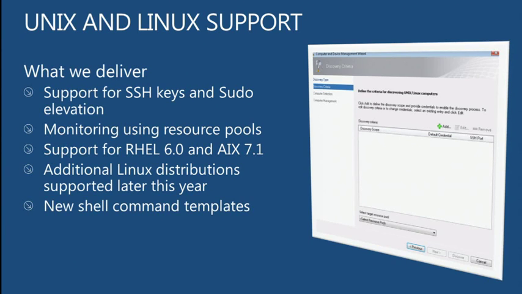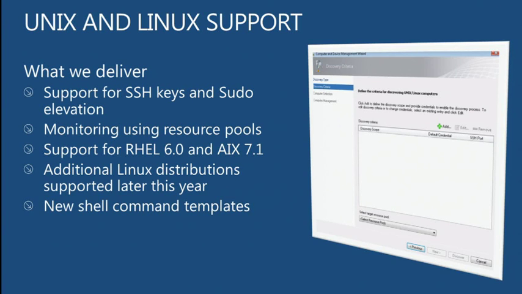Monitoring via resource pools. Before, you used to specify a management server to go and monitor these Unix and Linux devices. If that management server went offline, you could not see what was going on in your Unix and Linux. So it was a single point of failure. Using resource pools, which I'll take you through later, we've been able to create high availability for monitoring Unix and Linux as well. We're expanding the distributions we support, so support for Red Hat 6 and 7.1.